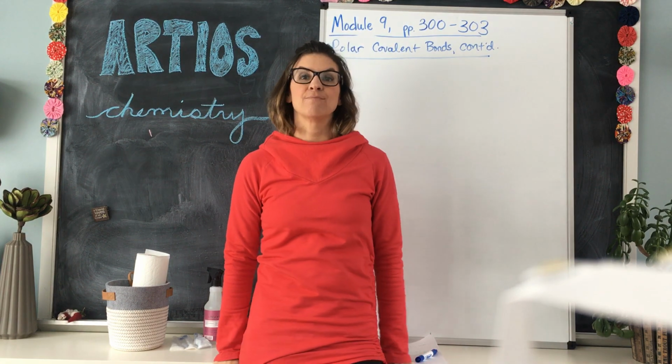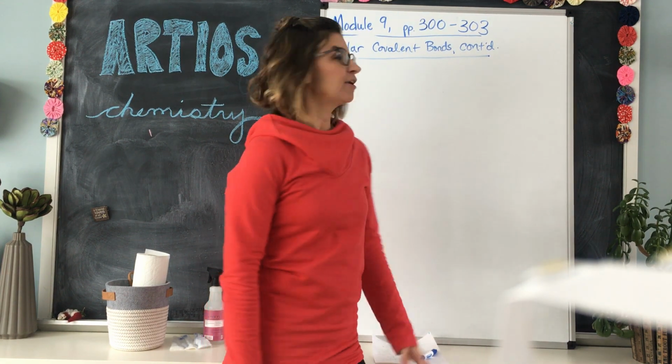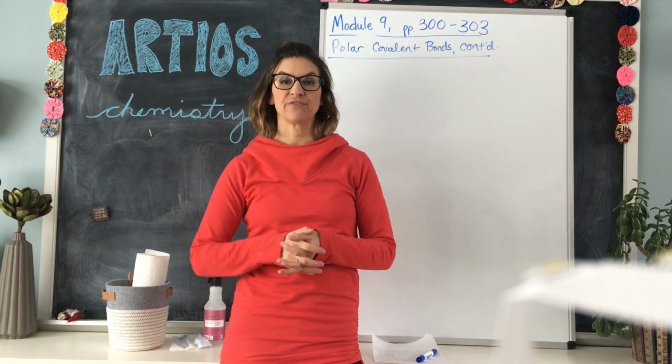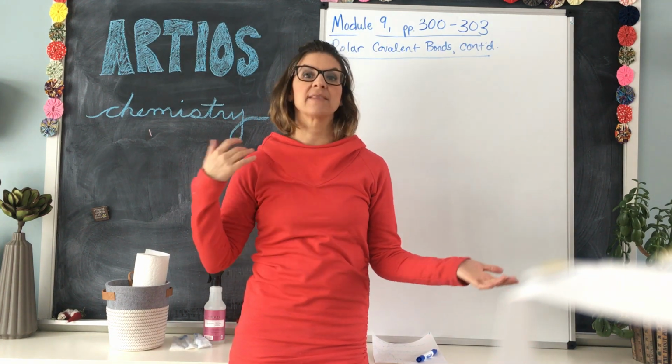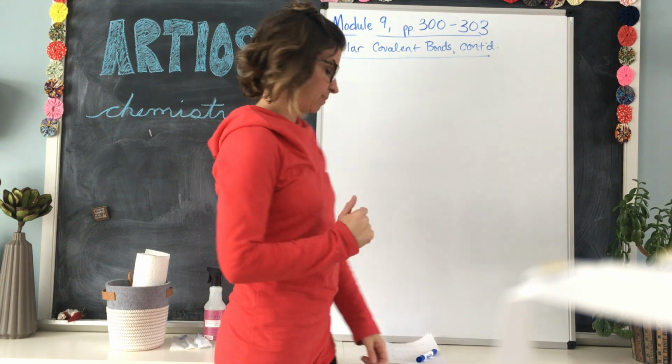Hi, we are back in Module 9. We are nearing the end of our module. This time we are covering pages 300 to 303, and we're talking about the different kinds of covalent bonds. There are purely covalent bonds and there are polar covalent bonds. And today we're going to have another example of polar covalent bonds.